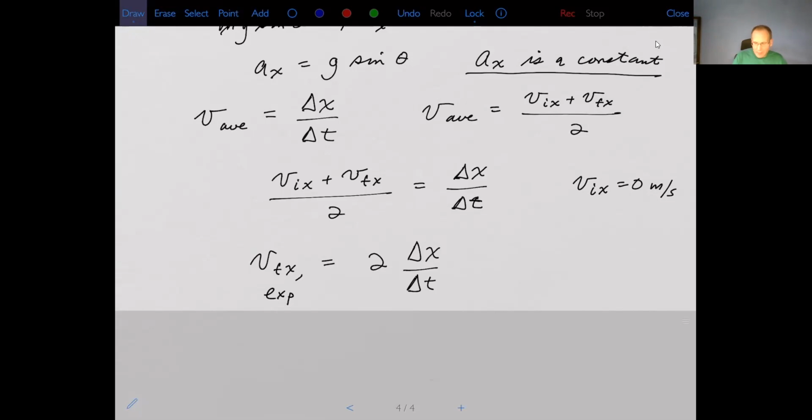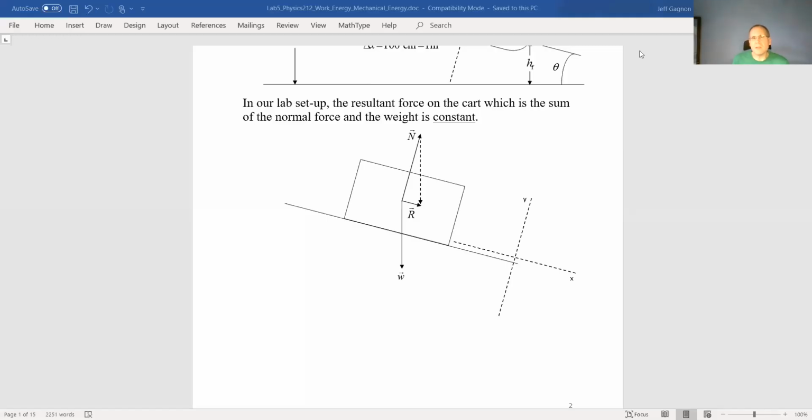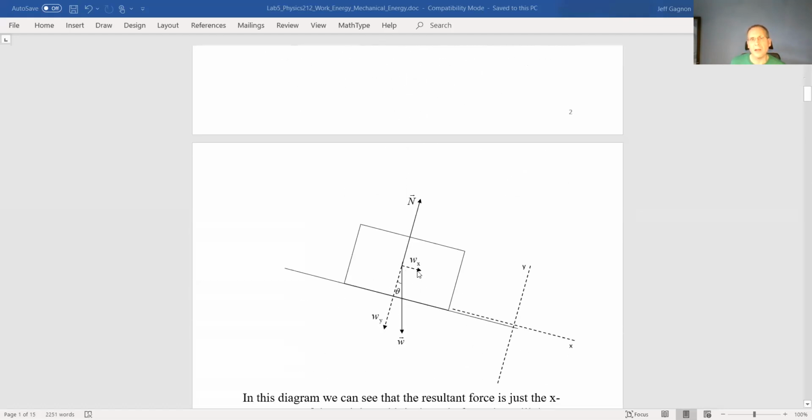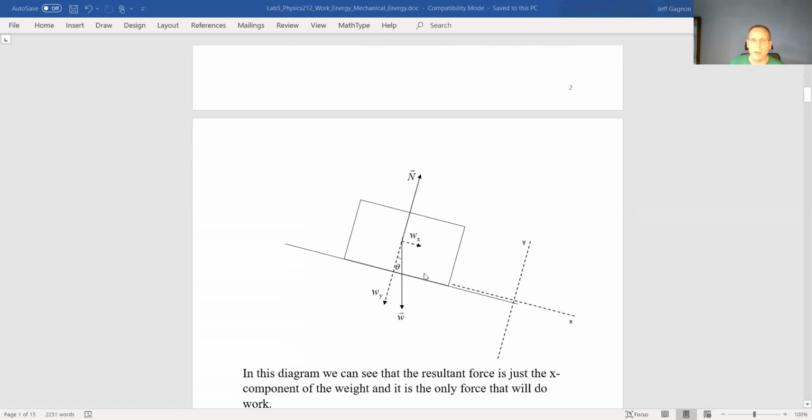Okay, so in terms of this part of the lab, let's go back to the handout and go over what questions you need to answer. I drew some pictures here, and you can see that if you add the normal force plus the weight vector, going from the tail of the normal force to the tip of the weight vector, I get this resultant force, which is my net force. But that's just equal to the x component of the weight. So that's why we're saying that the net force is simply the x component of the weight.